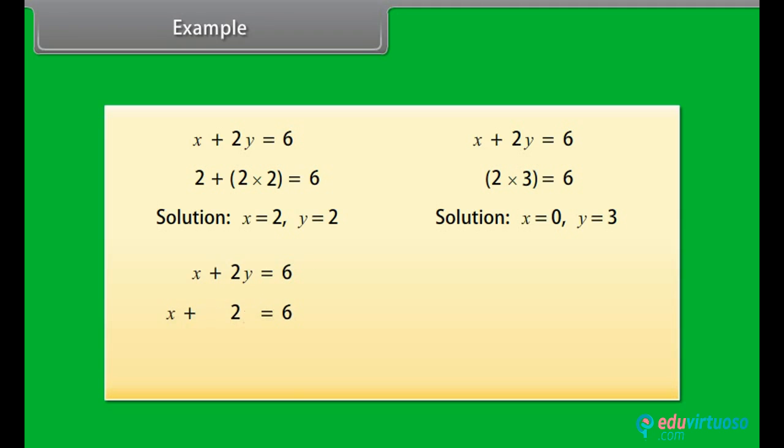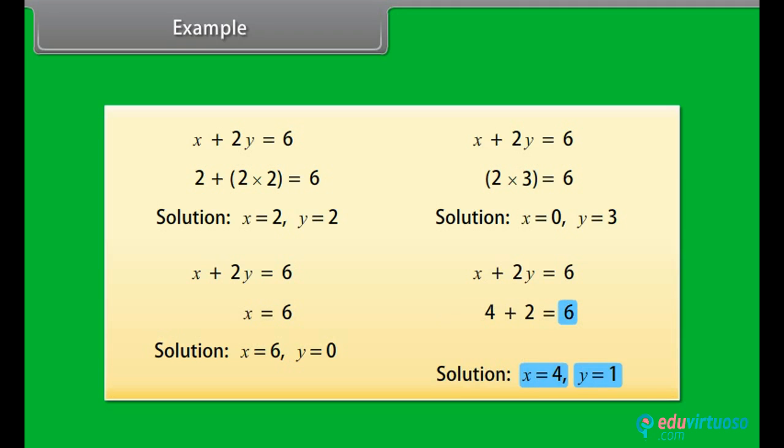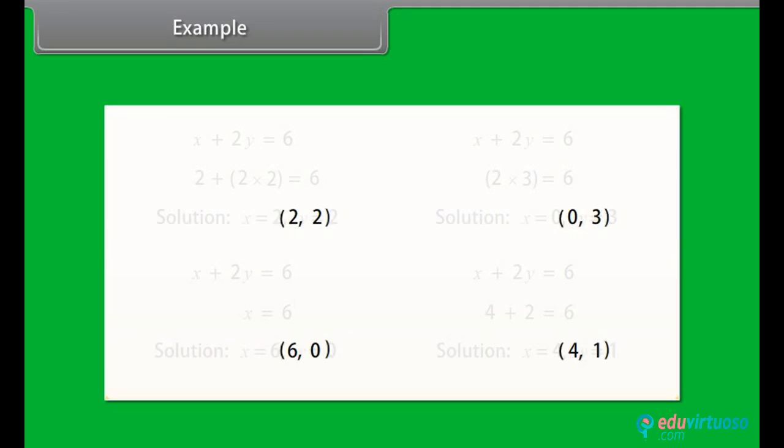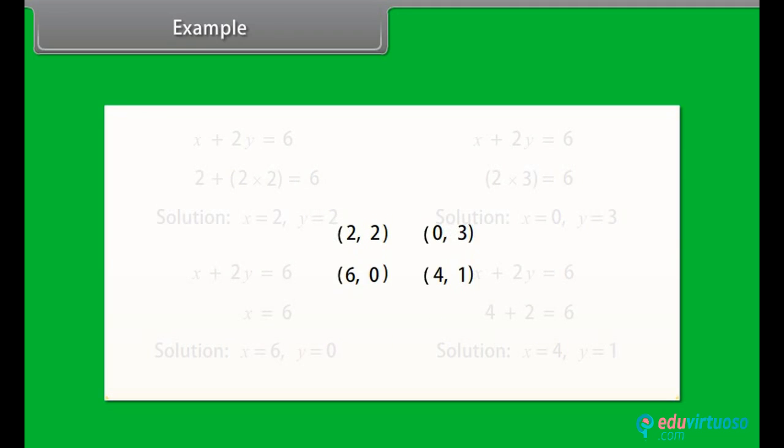Similarly, taking y as 0, the given equation reduces to x is 6. So, x is equal to 6, y is equal to 0 is also a solution of this equation. And for the fourth solution, let us take y as 1. The given equation now reduces to x plus 2 is equal to 6, and by substituting x as 4, we get the answer 6. Therefore, (4, 1) is also a solution of the given equation. So, the four solutions we get for the given equation are (2, 2), (0, 3), (6, 0), and (4, 1).